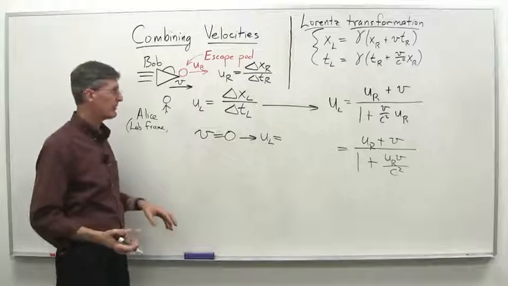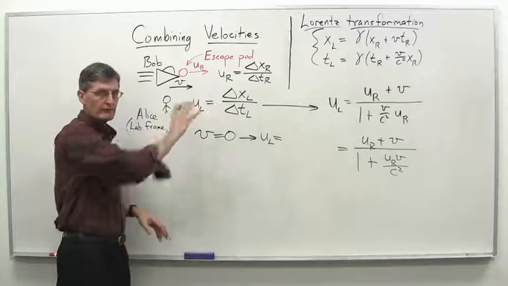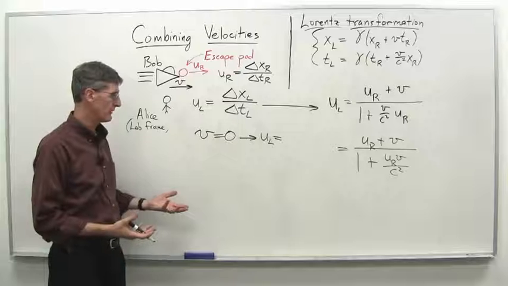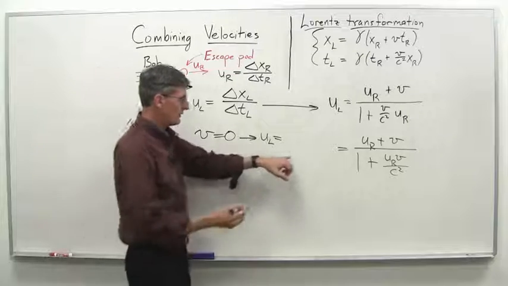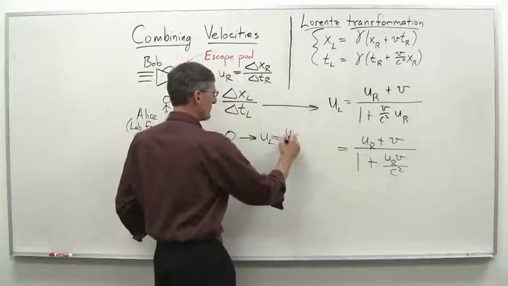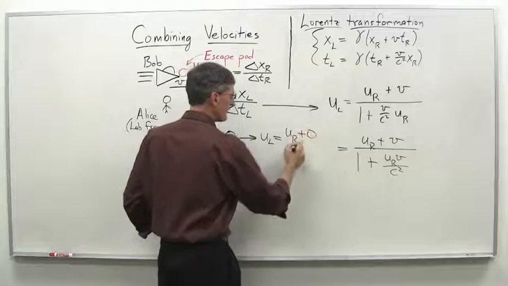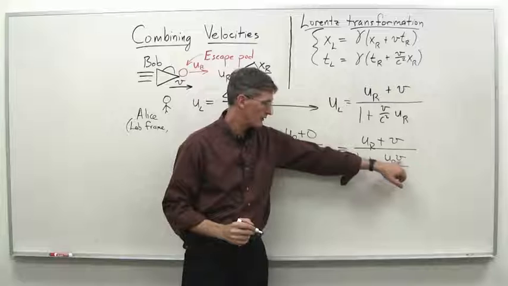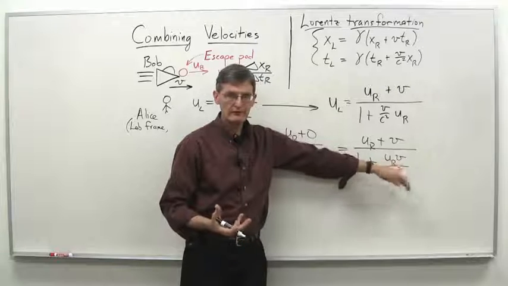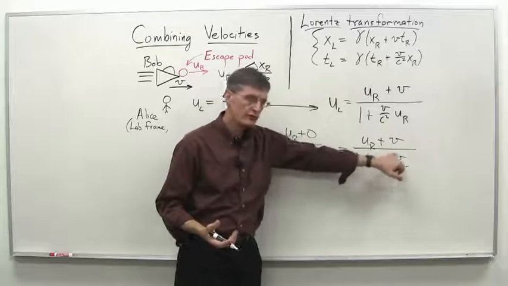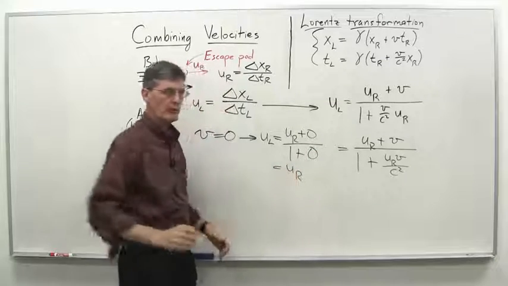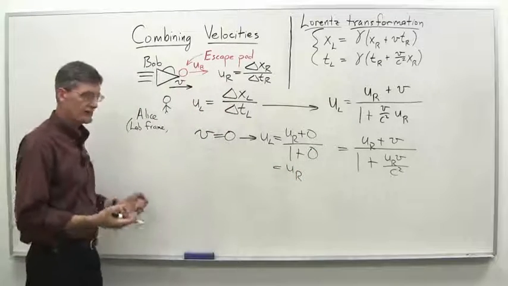If Bob shoots off the escape pod, Alice, and he sees it at velocity u sub r, well then of course Alice should see it at velocity u sub r as well. So let's see if that's what we get. If v is 0, on the top I get u sub r plus 0, all over 1 plus, and this time v, the velocity between the frames of reference, is 0. They're essentially the same frame of reference. So this whole thing becomes 0 again. And again, you got 1 plus 0, and this just equals u sub r. Right? So that checks out as well.